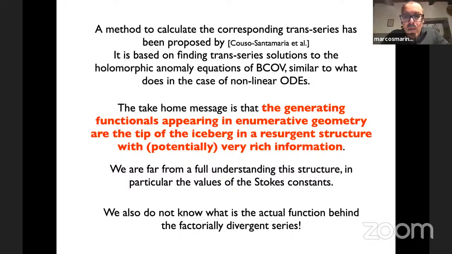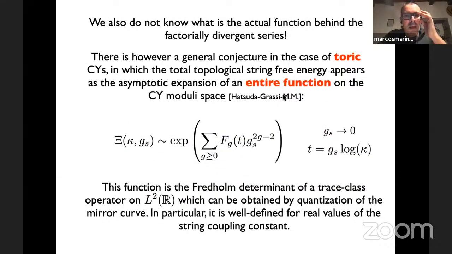Let me just point out that there is a general conjecture in the case of toric Calabi-Yaus. And this conjecture, I think, is also very much in line with what you find in other examples. And what it is telling you is the following. Remember that all these functions, F_g(t), are very complicated functions of the moduli of the Calabi-Yau. Now, it turns out that behind these functions, there should be an entire function on the Calabi-Yau moduli space.